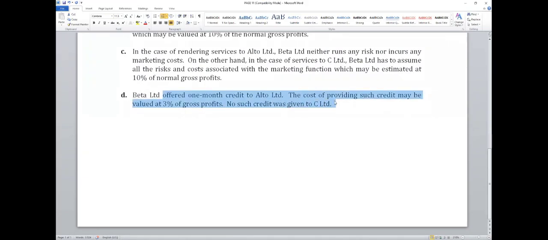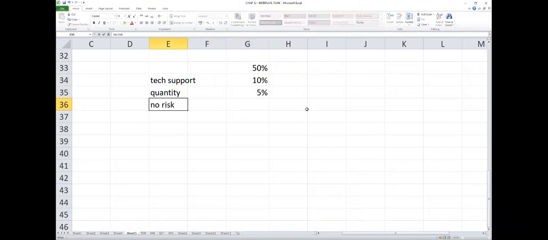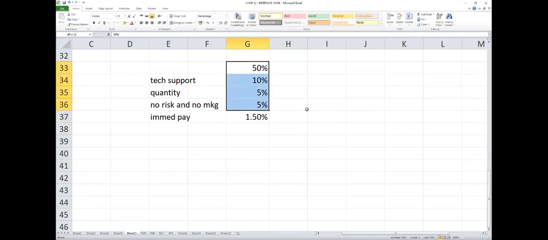Look here, one second. What is the profit margin normally? 50%. Sir, one is technological support; for this I reduce 20% of this profit. Then quantity discount, because they give more volume; that is 10% of this. Next, risk: no risk, and no marketing cost; that is 10% of this. Then they give me immediate payment; assume immediate payment, so I'm reducing my profit by 3% of GP. So this is my effective margin. 50 minus 10 minus 10, 30, minus 1.5, 28.5 adjusted.